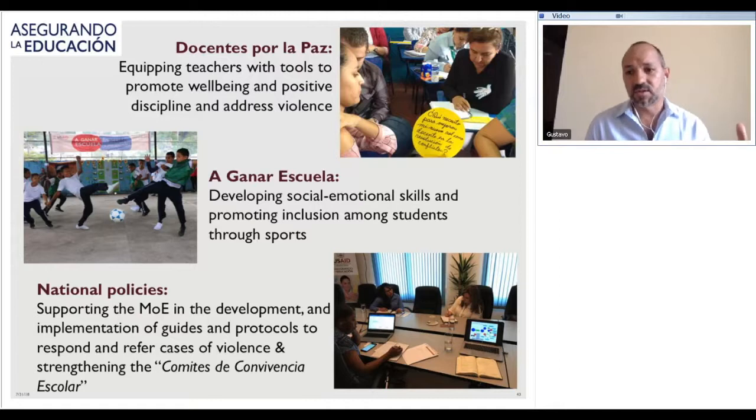And then at the national level, right now our main focus is two things: a strategy for the government to be implemented nationwide to address school-based violence, and the adaptation and implementation of protocols.